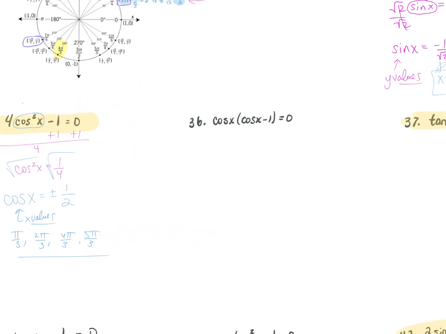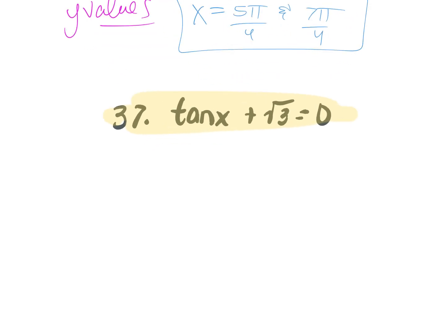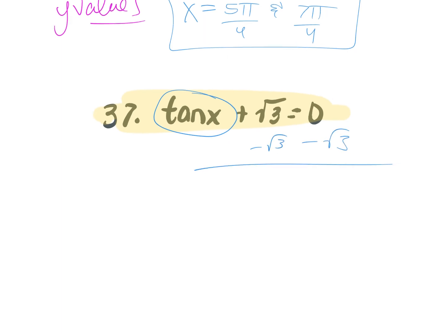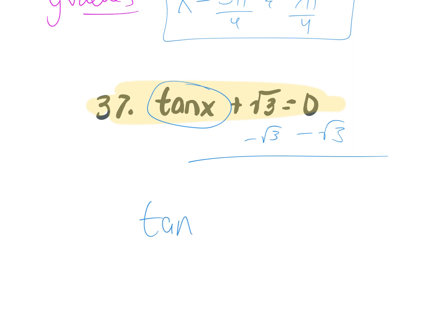All right, so scoot along. I want tangent by itself, so what do I do? I subtract the square root of 3. You are not squaring both sides or anything. You just want tangent x equals negative square root of 3.